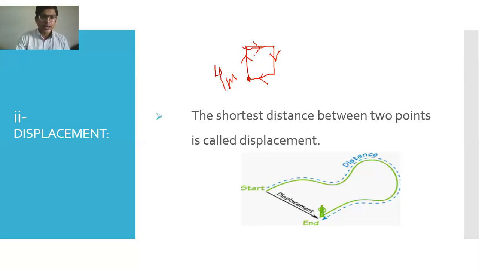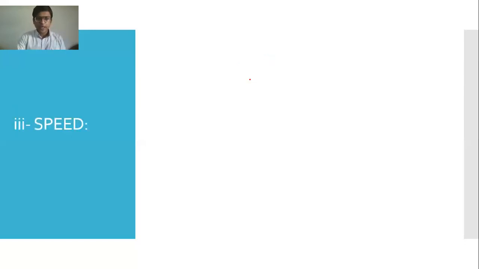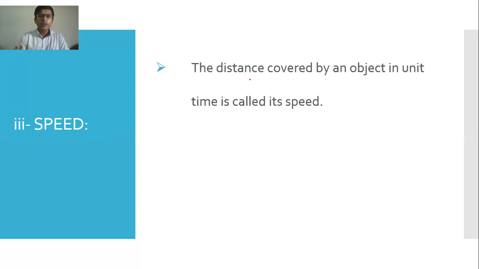Now let's move on to the next definition. The next definition is speed. Speed is very simple, raftar. Now look at its definition. The distance covered by an object in unit time is called its speed. Very simple. How much distance you have covered in unit time, unit meaning one, is known as its speed. For example, if I'm covering 5 meters in 1 second, my speed will be 5 meters per second.